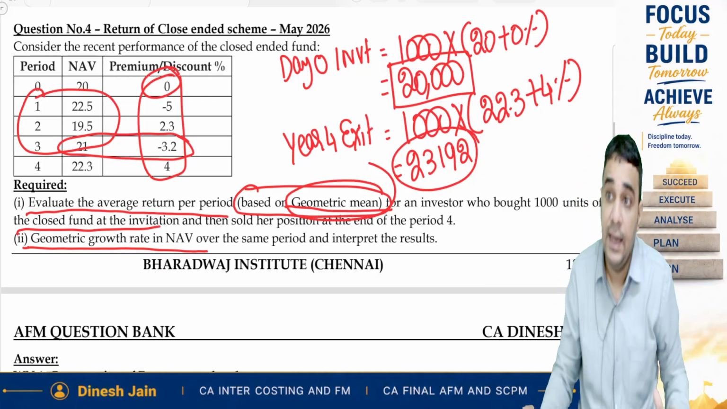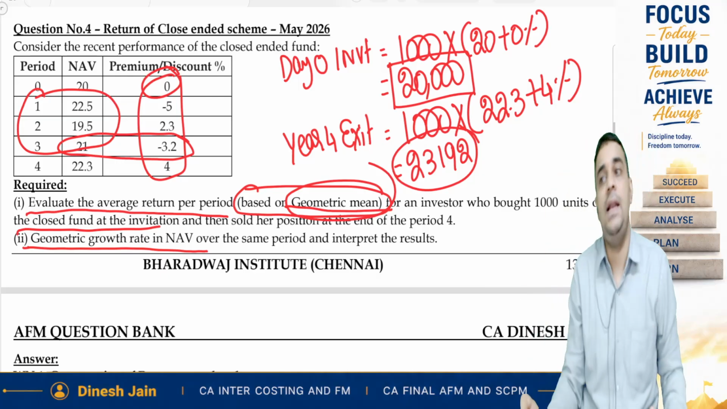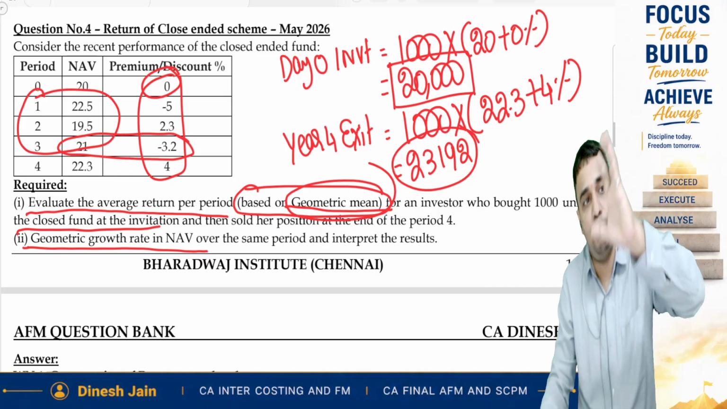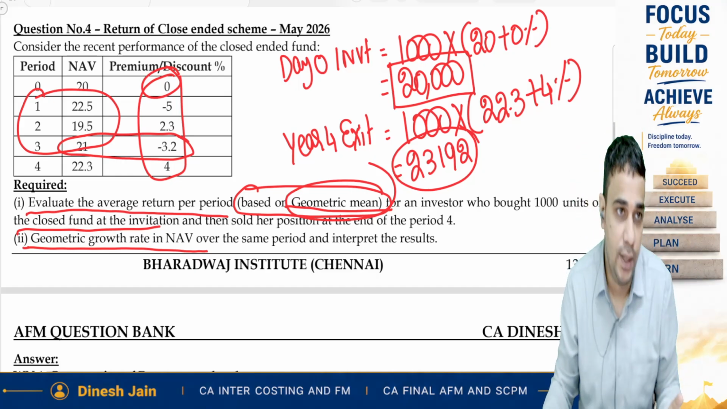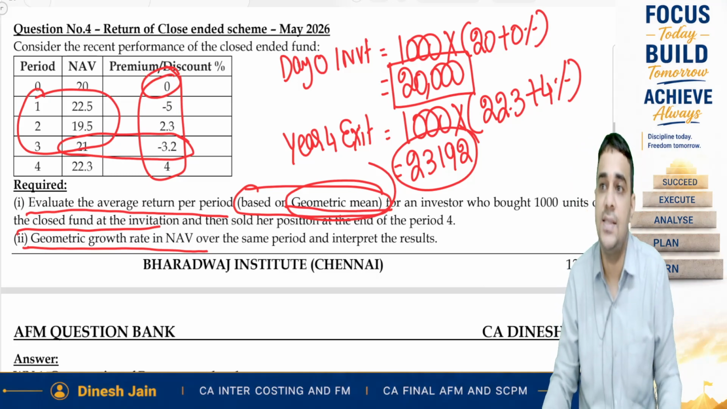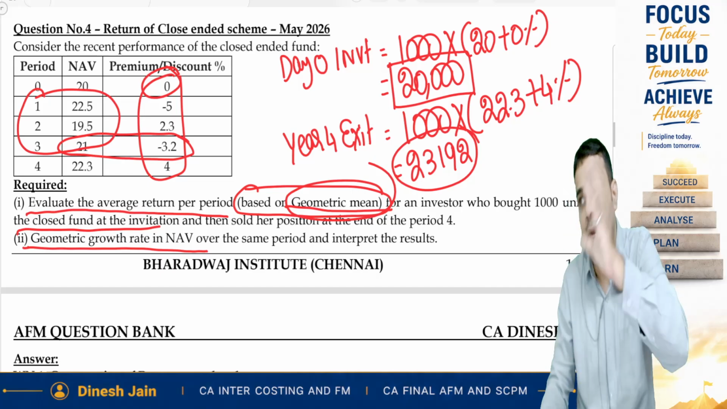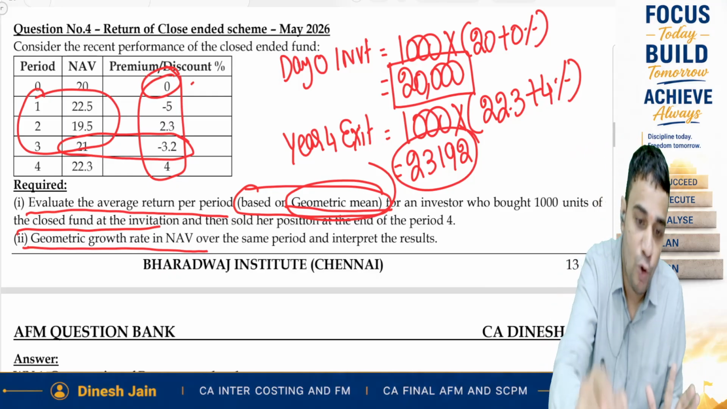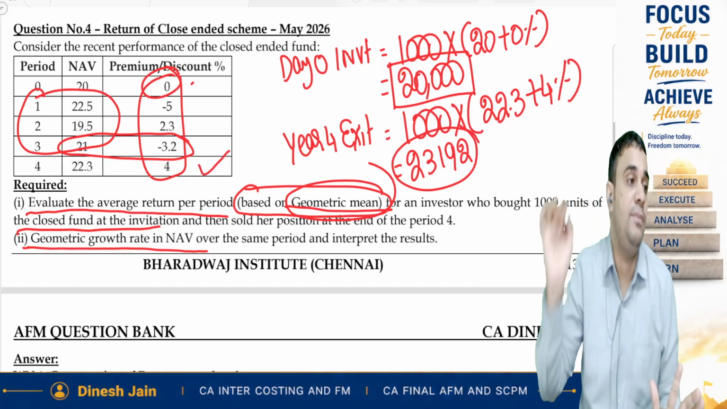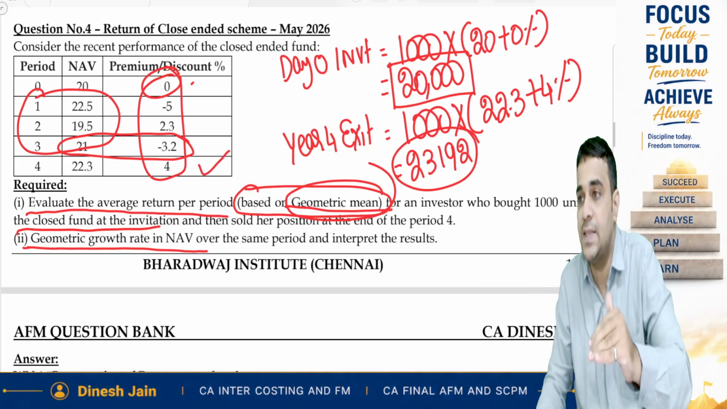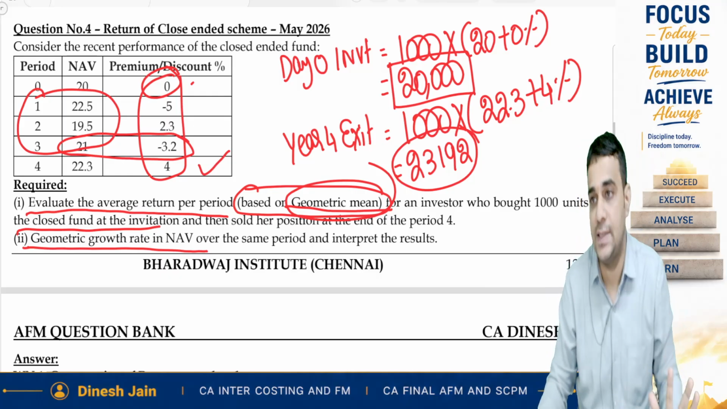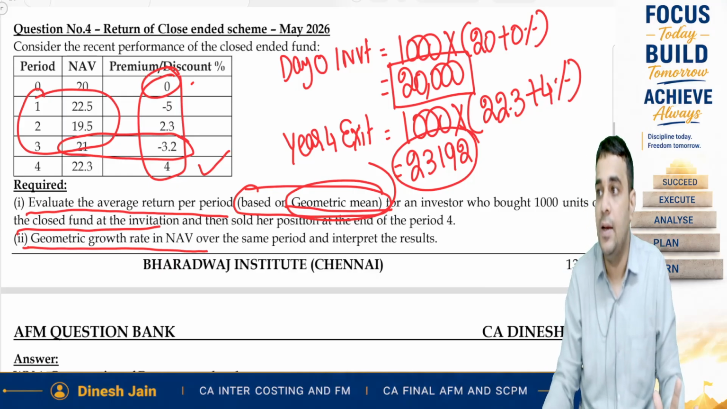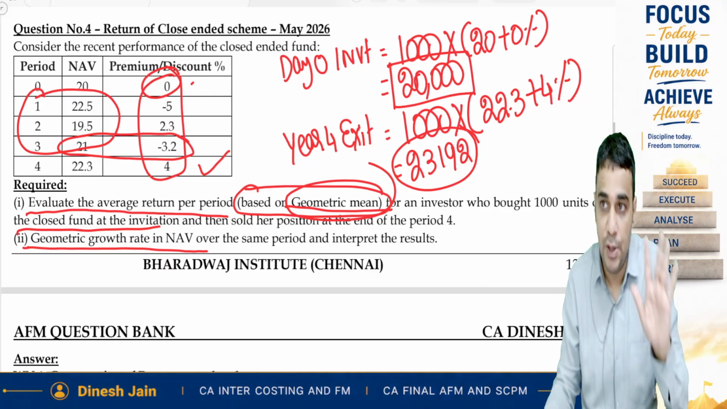Our return can be more or less depending on whether we are lucky or unlucky. Lucky is redemption at a premium and entry at a discount. Unlucky is redemption at a discount and entry at a premium. Here, entry is no problem, and redemption is at a premium. So I got 3.77. NAV growth will be lesser than 3.77. Able to understand the concept?